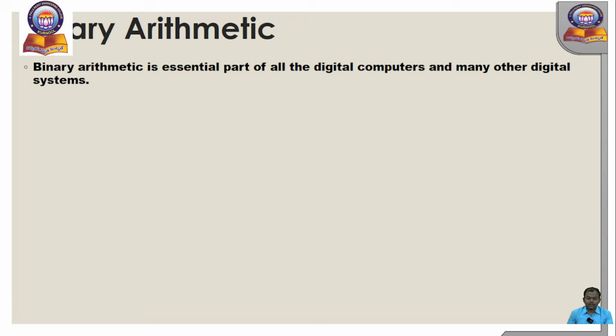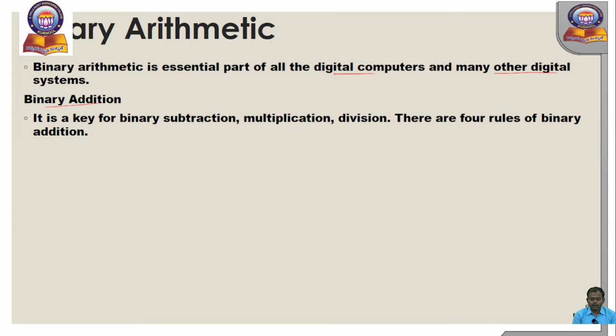Binary arithmetic is an essential part of all digital computers and all digital systems which use binary numbers. First we will discuss binary addition. It is key for binary subtraction, multiplication, and division, and there are 4 rules to be followed for binary addition.